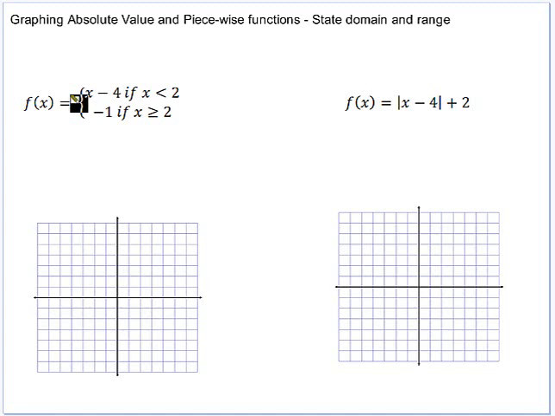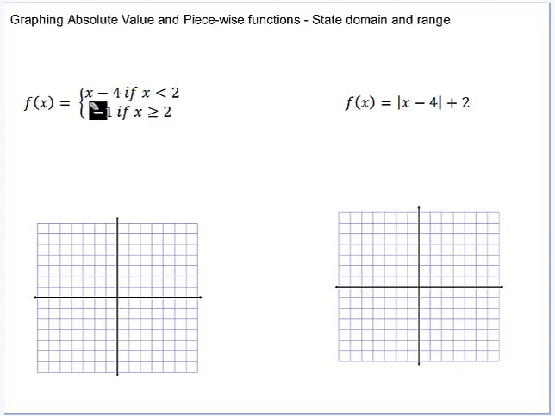All right, so we're going to be graphing absolute value and piecewise functions for our review for semester 1 final in Algebra 2. So the first step is a piecewise function. What gives away that this is a piecewise function is we have f of x equaling two separate things here, an x minus 4 and a negative 1.